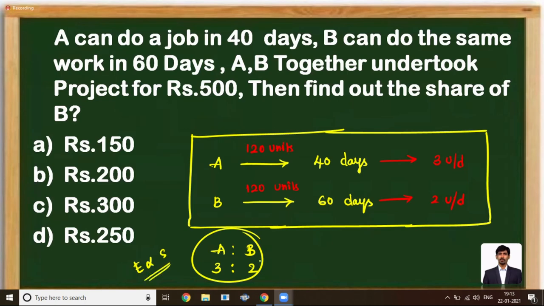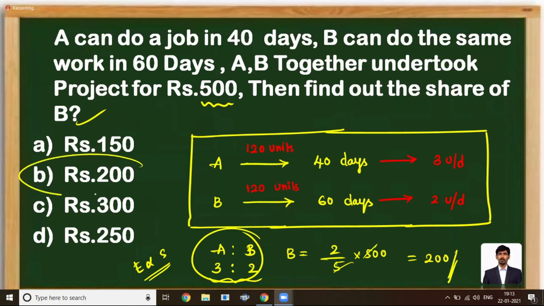That means if both together receive 5 rupees, then we have to give 3 rupees to A and 2 rupees to B. Here, as per the data, they received a total of 500 rupees for the project. Find out the share of B. So B will receive 2 parts out of the total 5 parts, into the total amount of 500. That means B's share will be equal to 200 rupees, which is available as option B. Mark it as answer.